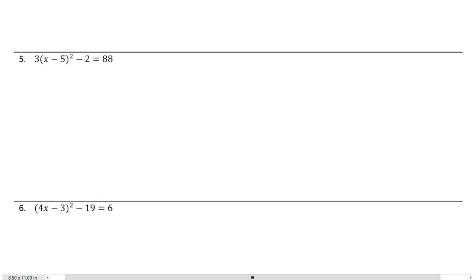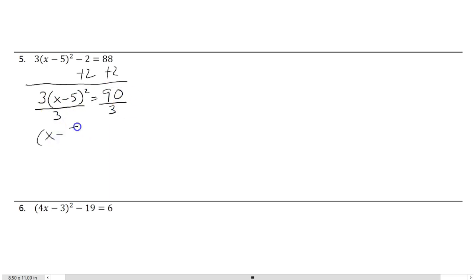In the next example, the squared expression is inside parentheses. To isolate it, start by adding 2 to both sides. Now divide both sides of the equation by 3. The squared expression is now isolated. X minus 5 squared equals 30. Take the square root of both sides. The square root of x minus 5 squared equals plus or minus the square root of 30.